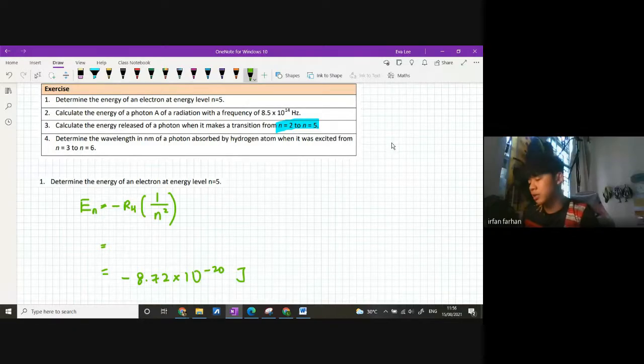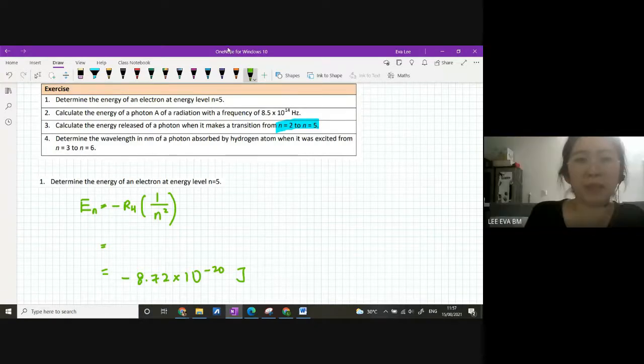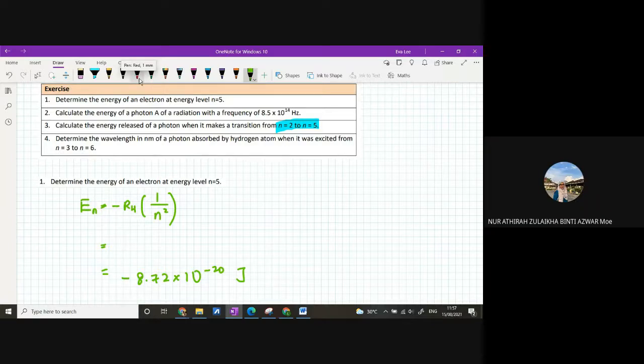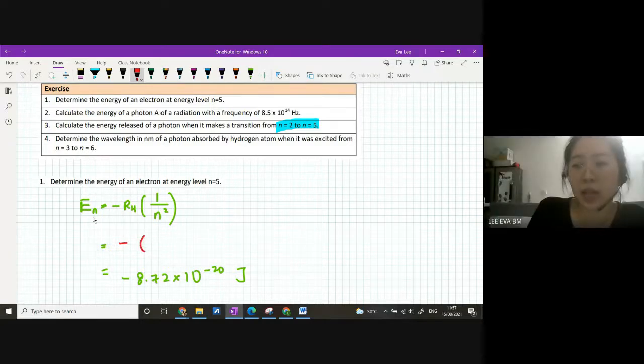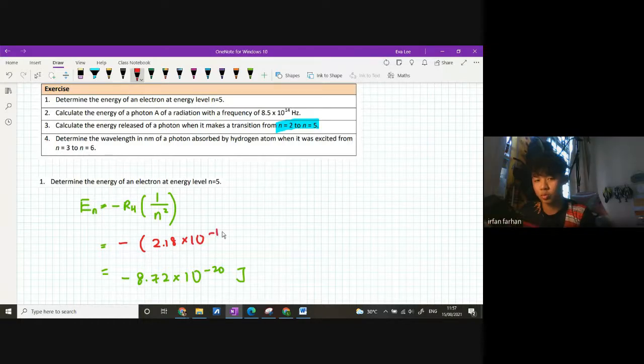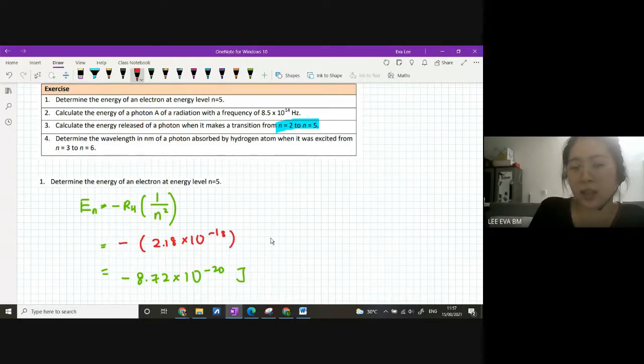Okay, ni RH dia guna yang apa ni? Yang RH guna yang 2.18 mana satu? Kenapa nak guna 2.18? Sebab dia cari energi. Dia nak cari energy, so we use this Rydberg constant 10 to the power of negative 18. Ataupun kalau nak cari delta E pun guna Rydberg constant yang ini sebab unit dia dalam joule. So 1 over 5 square.